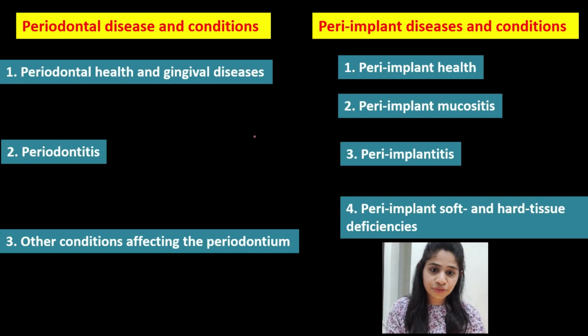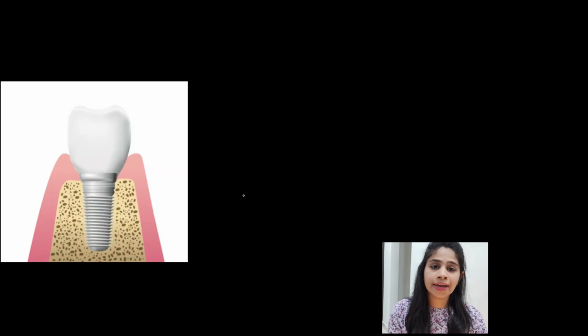So now that we have finished the first category of periodontal diseases and conditions, we move on to the second major category of peri-implant diseases and conditions. So here firstly we have the peri-implant health. This is a scenario wherein classically there are no signs of inflammation seen around the implant. There is no bleeding on probing and there is no evident bone loss seen around it.